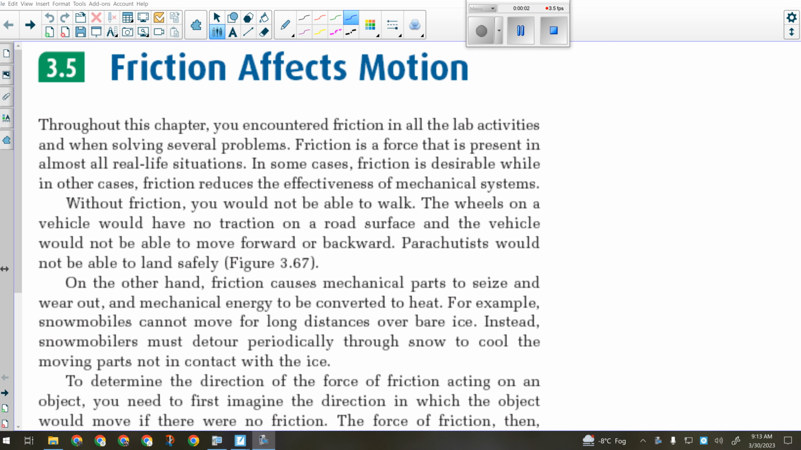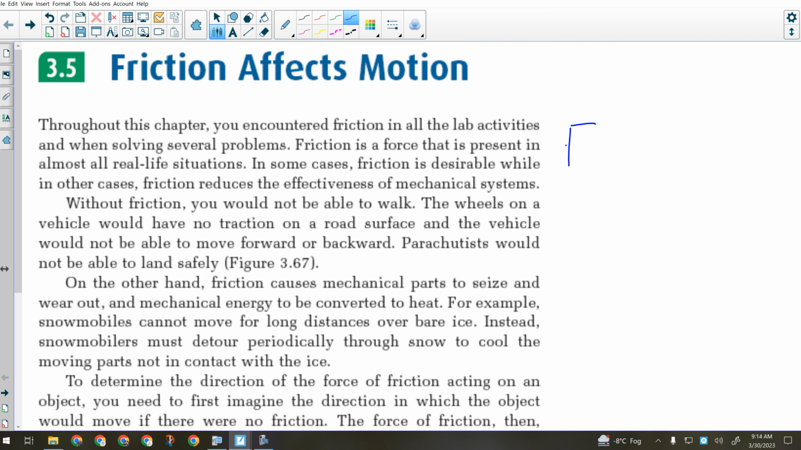Okay, so we've done a whole bunch of problems that involve friction. Friction is a contact force, like pretty much all the other forces we've been dealing with. It is present when two surfaces are pressed together, and the amount of friction that you would encounter is affected by basically two things.